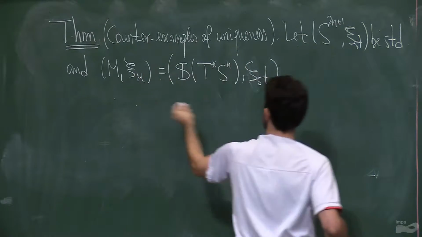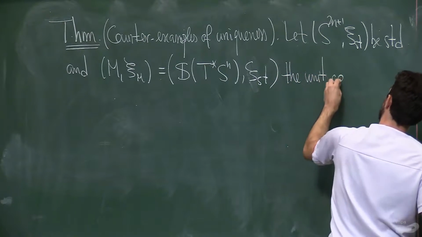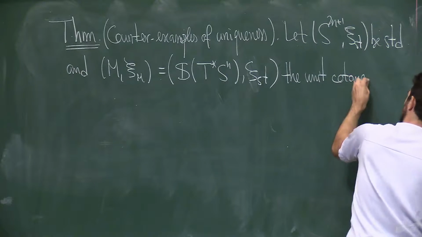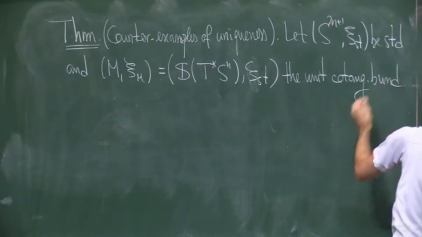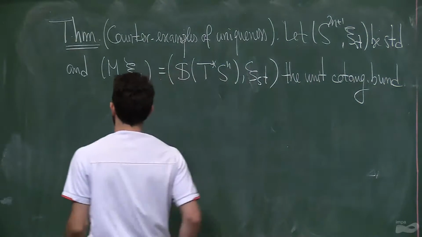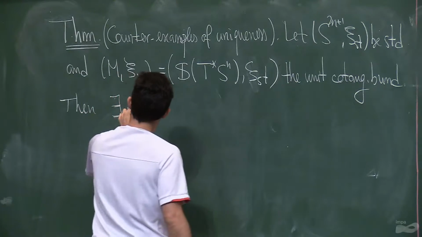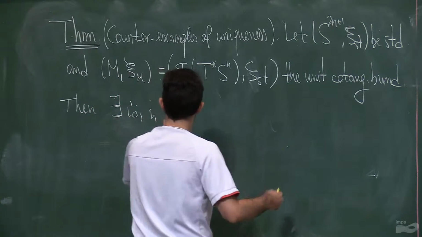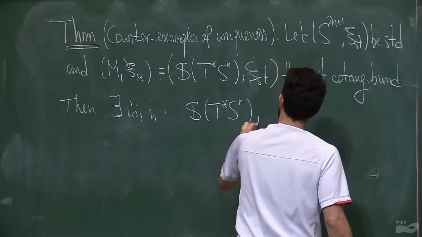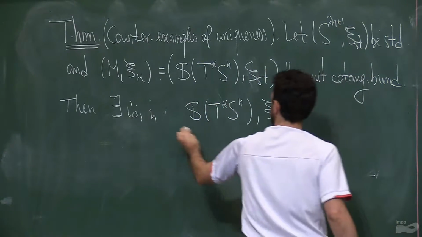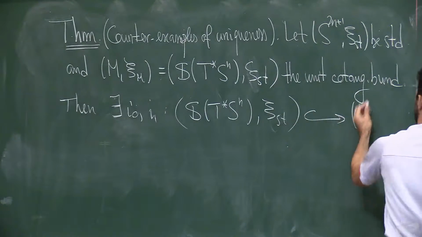This is the unit cotangent bundle. You can put a metric. You can think about an ideal boundary, whatever works for you. And then the statement is you can build those embeddings with this kind of manifold. Then there exist I0 and I1, which go from this unit cotangent bundle with its standard contact structure, which are not simple, meaning they're smoothly isotopic, not contact isotopic.